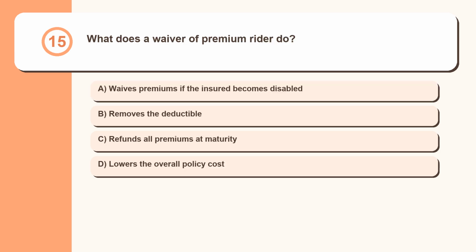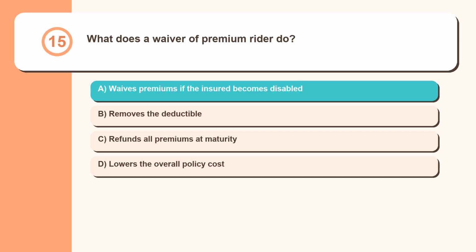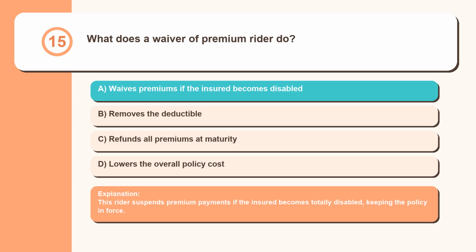Question 15. What does a waiver of premium rider do? Waives premiums if the insured becomes disabled, removes the deductible, refunds all premiums at maturity, lowers the overall policy cost. This rider suspends premium payments if the insured becomes totally disabled, keeping the policy in force.